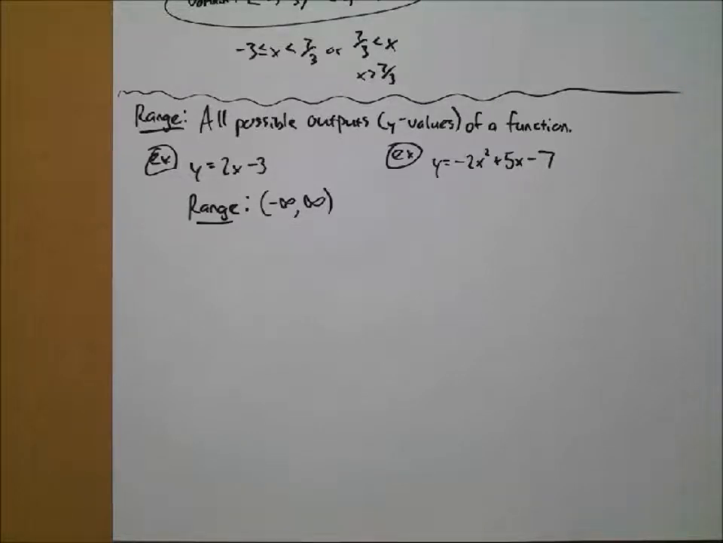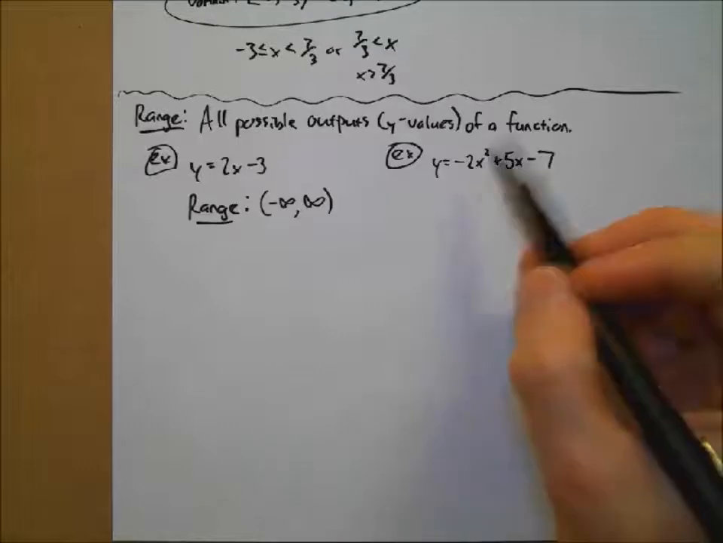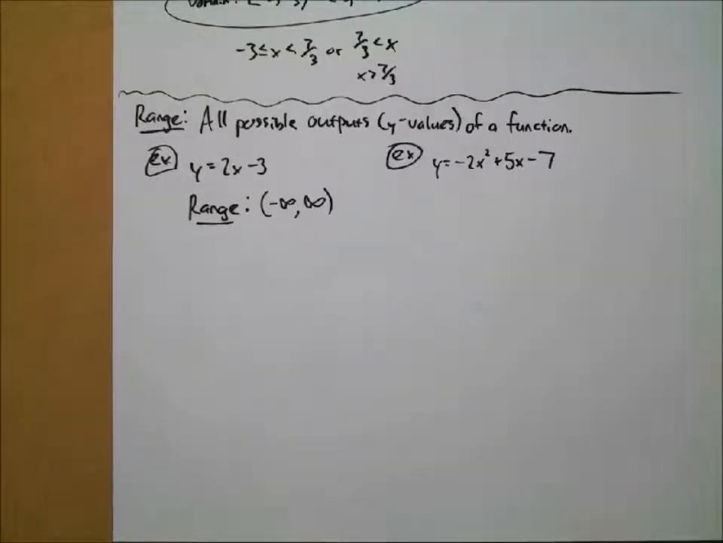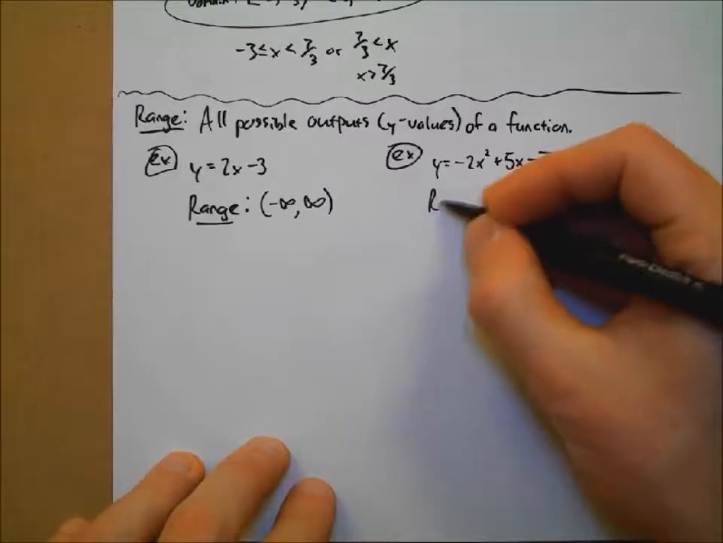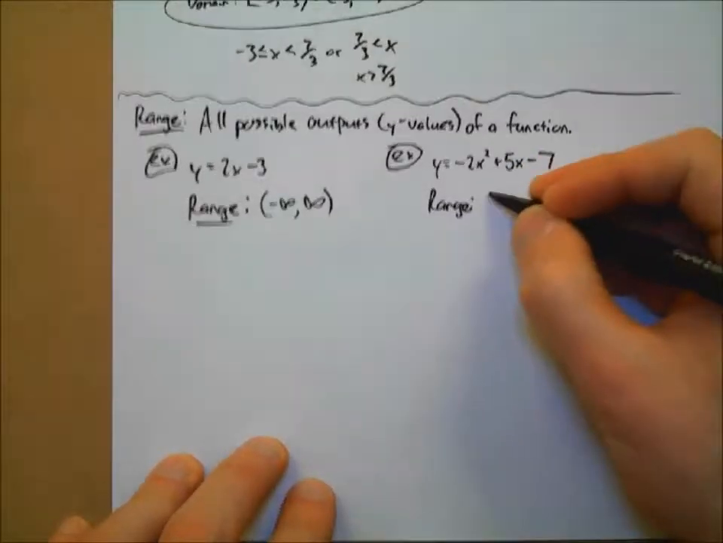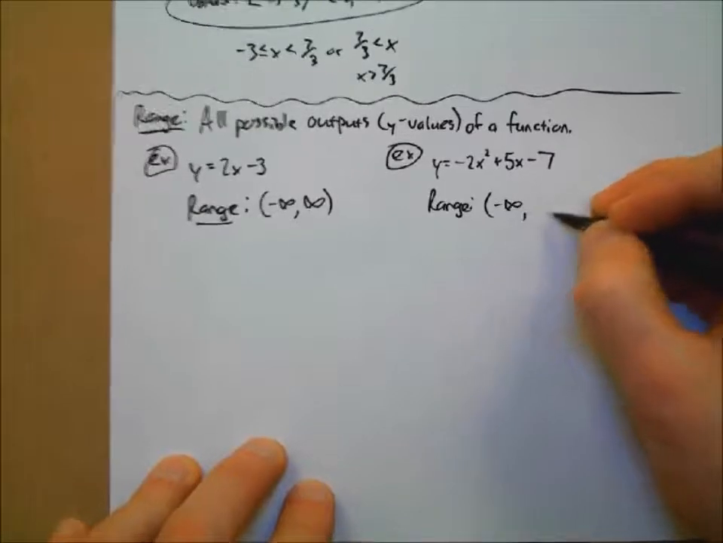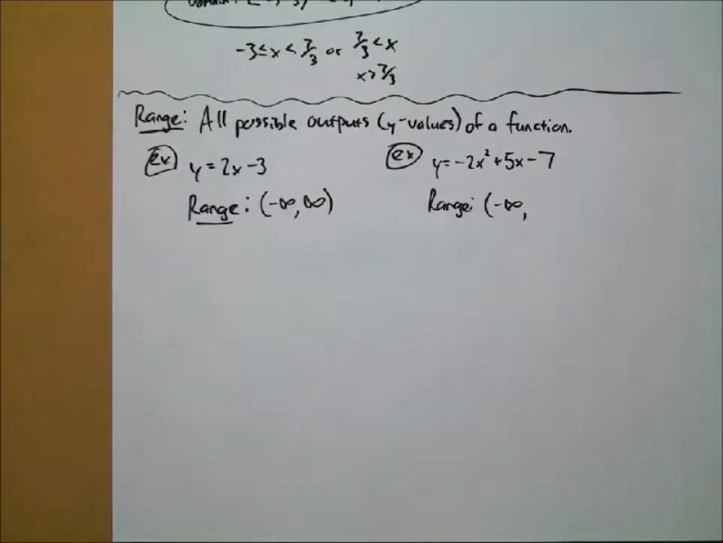So go ahead, Megan, what do you say? It's going to be facing down. Right, exactly. We have that negative lead coefficient there, so we can expect our parabola is going to be downward facing. So that means we're going to have a range from negative infinity to some number. Now, if you know how to figure out that number on your own, great. We'll look at that later.